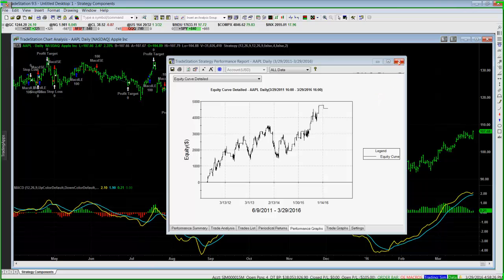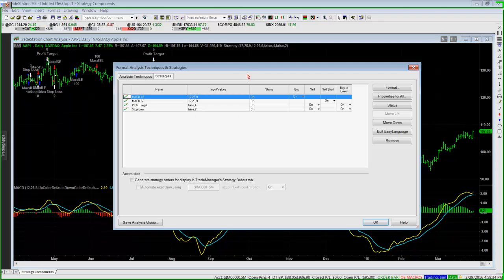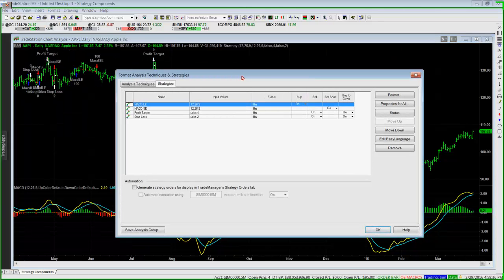So I want to show you a couple of interesting features here in the Format Strategy dialog. As I mentioned earlier, a strategy that buys or a strategy that sells short here in the strategy components, those words in EasyLanguage, buy and sell short, actually can generate two orders. It can generate the entry, but it can also generate an exit if it needs to reverse. So we can use that to our advantage here in the Format Strategy dialog.